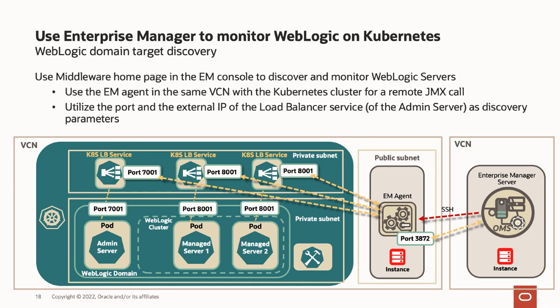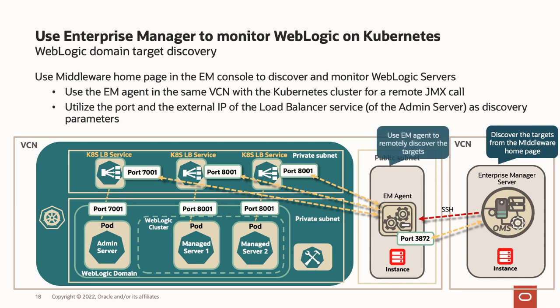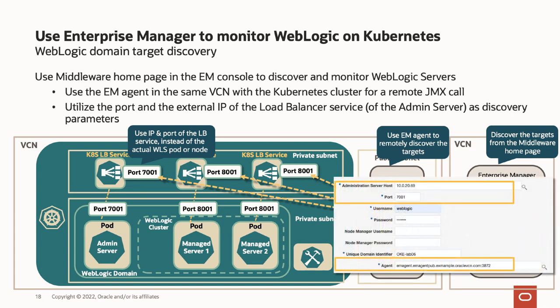Once you complete the setup, you can log into the Enterprise Manager console web user interface and discover the WebLogic domain and related targets using the standard Fusion middleware discovery process. Please note that because there's no agent installed in the WebLogic containers or pods, you need to use the EM agent, which you installed in the same VCN with the cluster, and remotely discover the targets. Also use the IP and the port from the load balancer service that is connected to the admin server as discovery parameters, as in this example screenshot displayed.